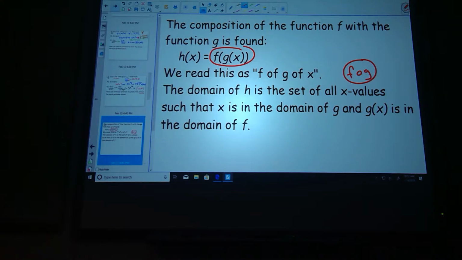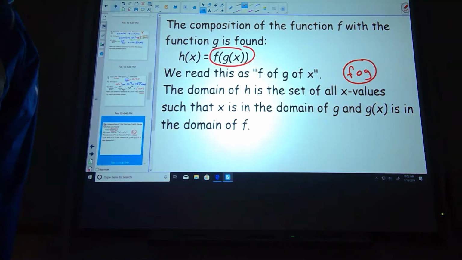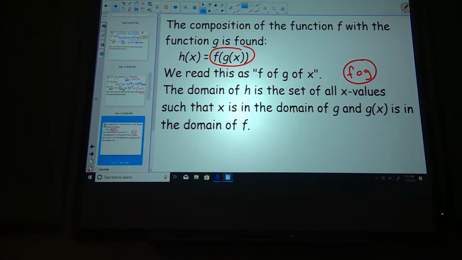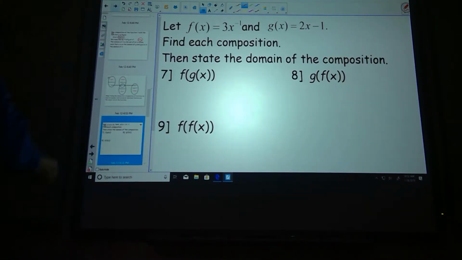So this is where we have to start being careful. We need to find the domain of our original functions first, and then plug it in, and then it could be restricted. I can't make my domain less restricted than my originals had. So let's see what that means as we progress. All right, ready? Eyes up here.